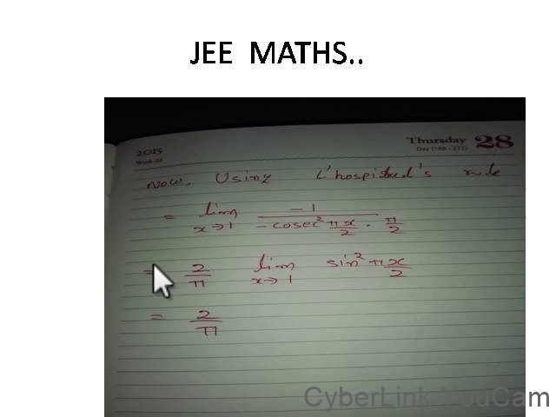This comes here, it's 2 by pi, a constant, so we take it out, and limit x tends to 1 of 1 upon cosec square pi x by 2, which is sin square pi x by 2. If we put the limiting value 1, then sin square pi by 2 is 1, so the answer is 2 by pi. It is a very simple sum. You just have to convert the 0 into infinite form into 0 by 0 form.